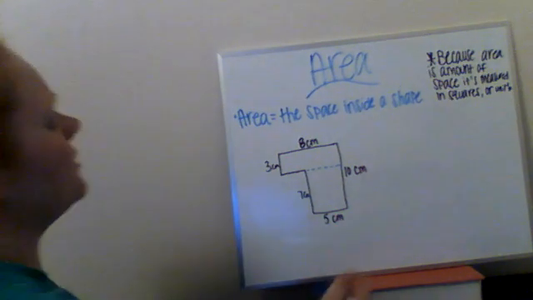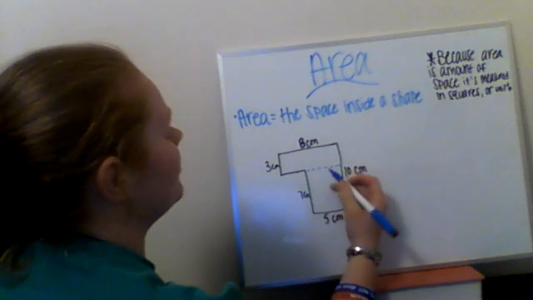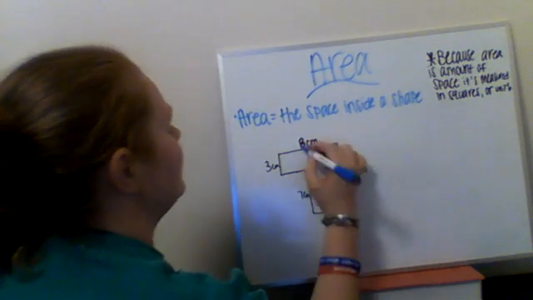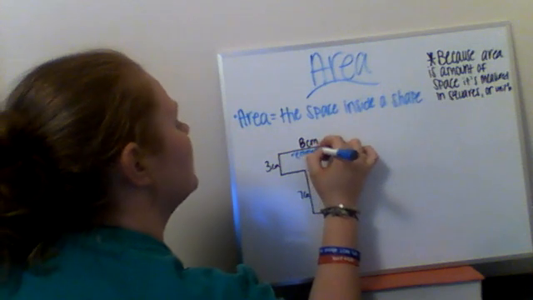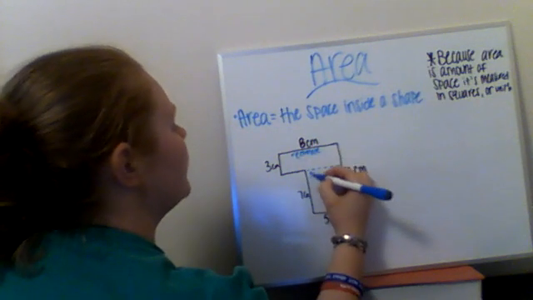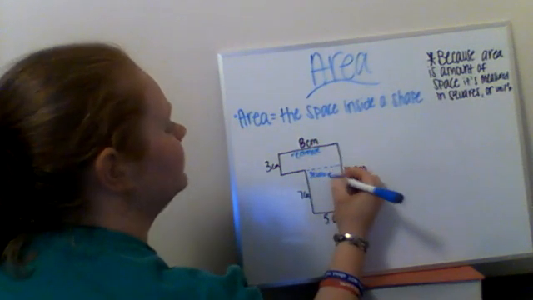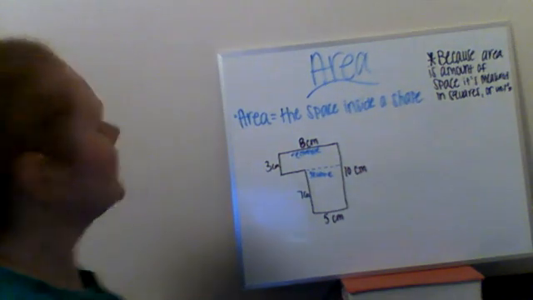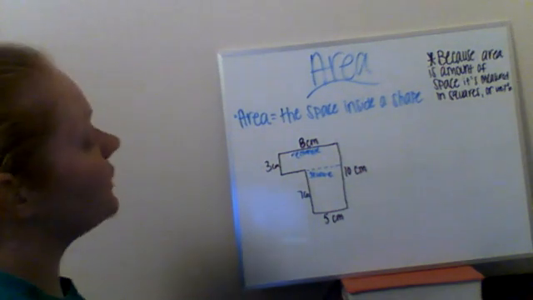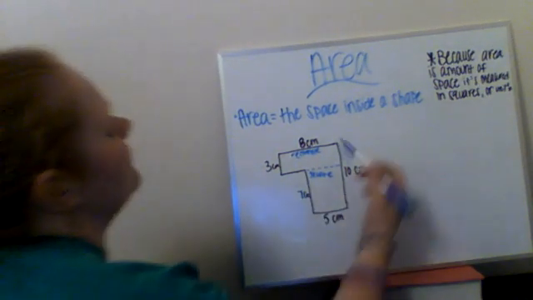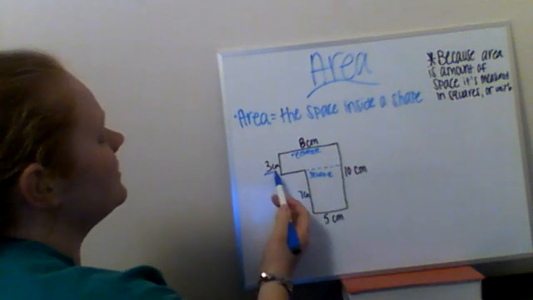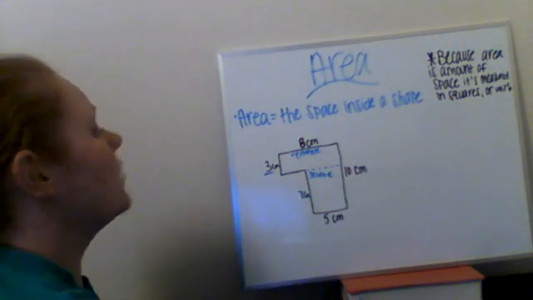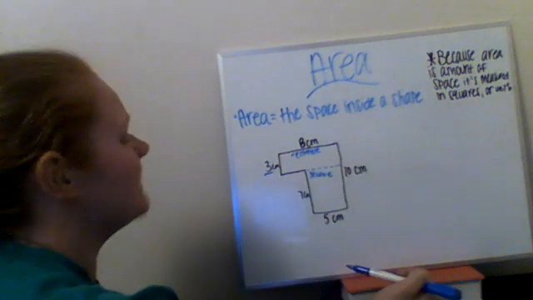So if I look right here, I split my figure into two figures. My top shape, I have a rectangle. I'm just going to put rectangle. And then I have a square at the bottom, and I'm just putting square. Now I can look at my measurements and figure out the area of this. If I look up here at my rectangle, I have 3 centimeters. That is my width. And 8 centimeters as my length.